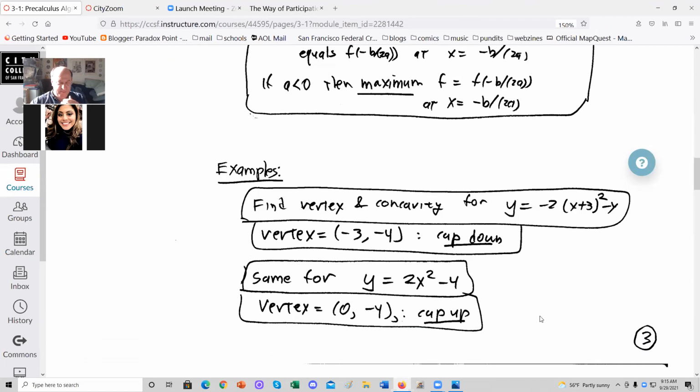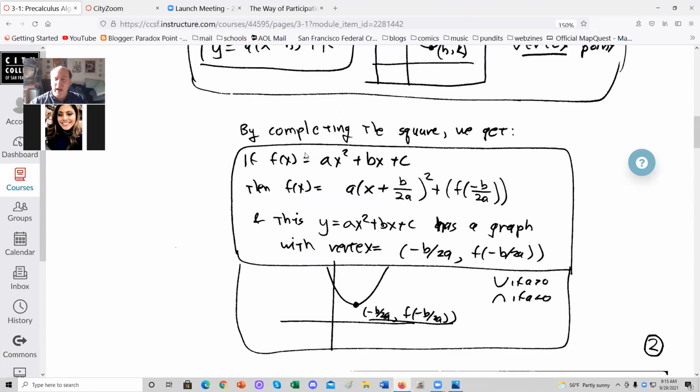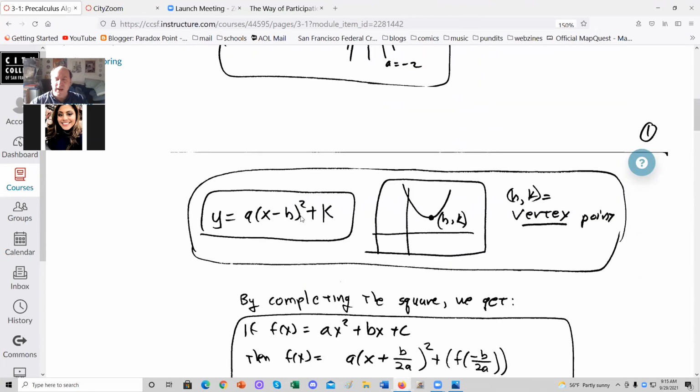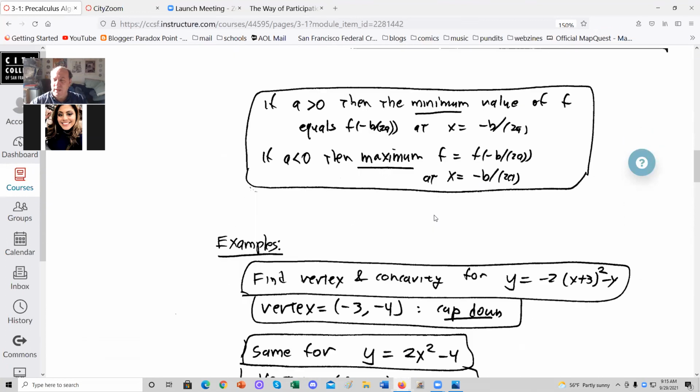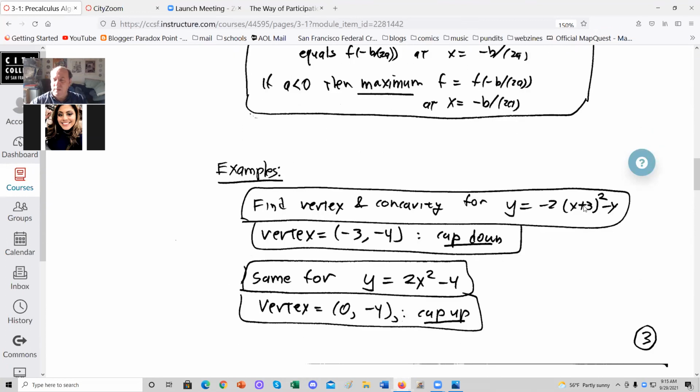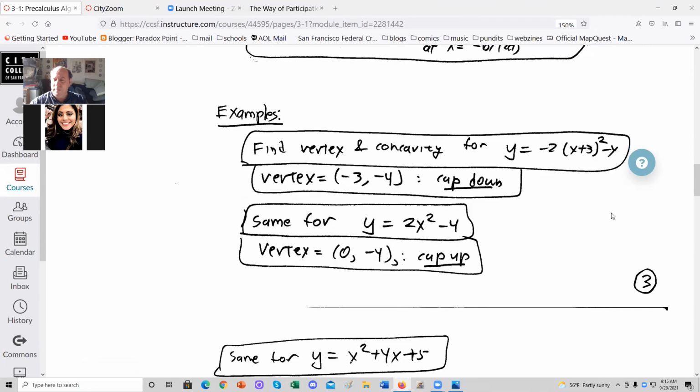So for example, here's a function y equals negative 2 times x plus 3 all squared minus 4. What's its vertex? What's its concavity? Well, because of the negative 2, it's cup down. And this x plus 3 you write as x minus negative 3. So the vertex is at negative 3, negative 4.